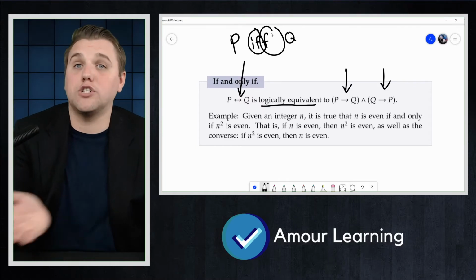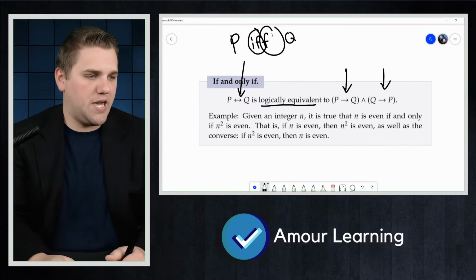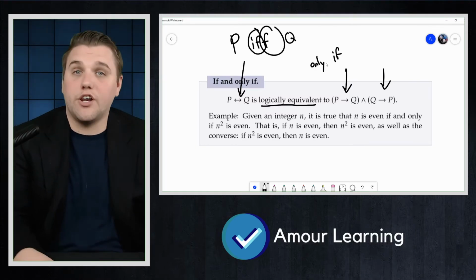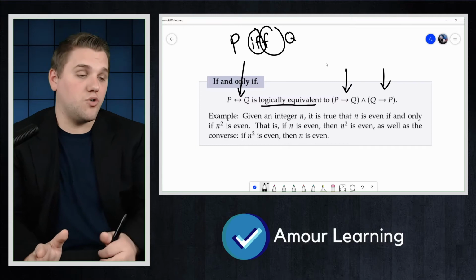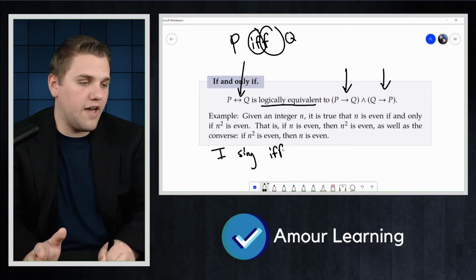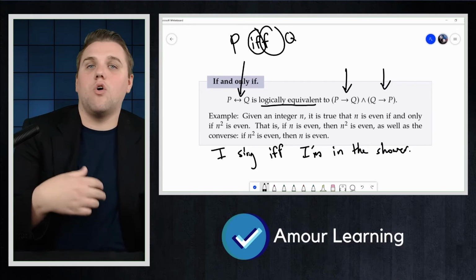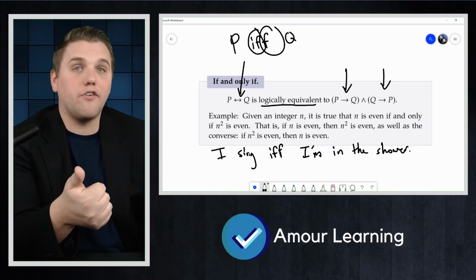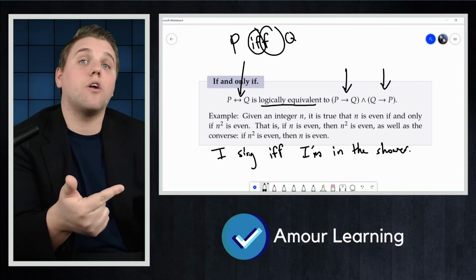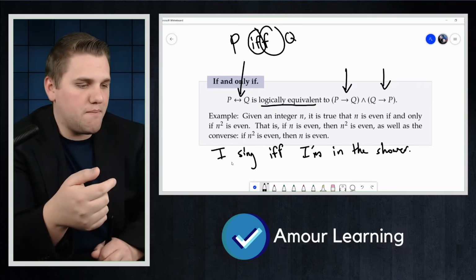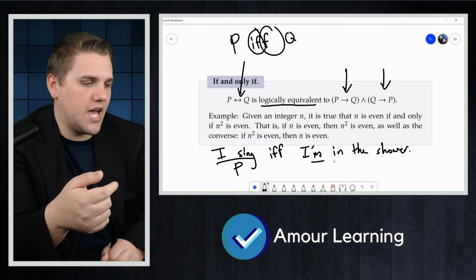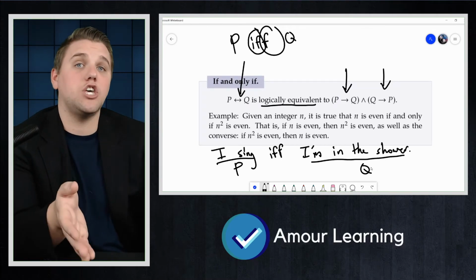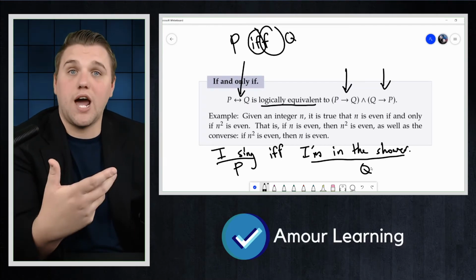Let's think a little bit about which part is which. Is P implies Q the if part or the only if part? Well, consider an example. Suppose it is true that I sing if and only if I'm in the shower. Okay, so we know this means both that if I sing, then I'm in the shower, and also the converse, that if I'm in the shower, then I sing. So let P be this first part, I sing, and let Q be the statement, I'm in the shower. So P implies Q is the statement, if I sing, then I'm in the shower.